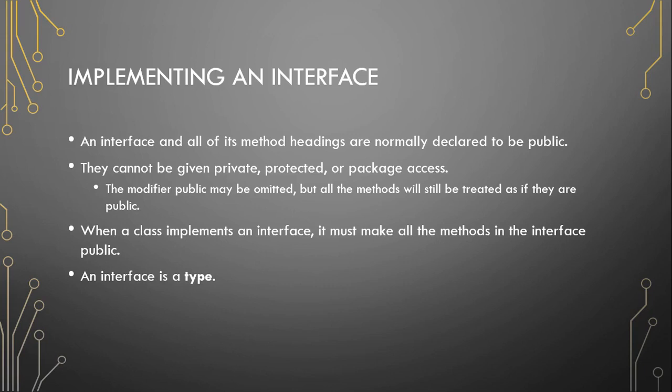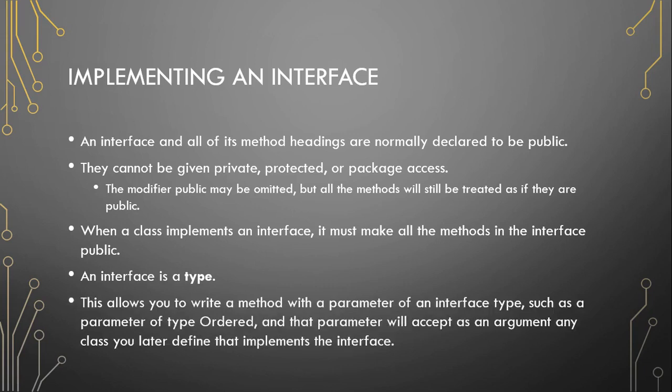Now, as we mentioned, an interface is a type. Because it's a type, this allows us to write a method with a parameter of an interface type, such as a parameter of type Ordered, and that parameter will accept as an argument any class you later define that implements that interface. You'll notice when we had our parameters, they were just objects. We weren't specifying a String or int or anything like that.